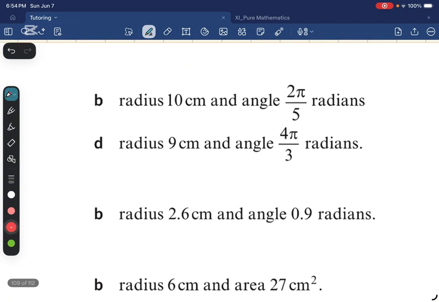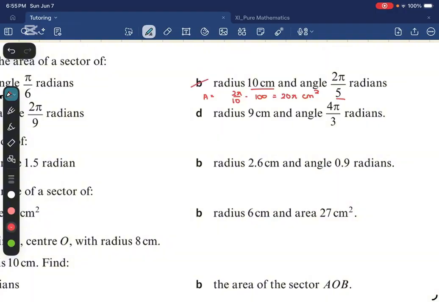For B, it's the same, right? Your area is half times theta, which is 2 pi over 5, times r squared, which is going to be 10 squared. 10 squared is just 100, right? 5 times 2 in the denominator will give me 10. And 100 divided by 10 times 2 pi. So if you simplify this expression, you get 20 pi centimeter squared, the units of area. And we are done with part B.